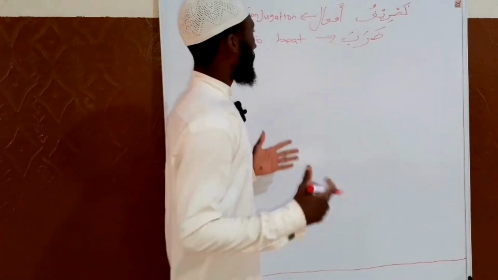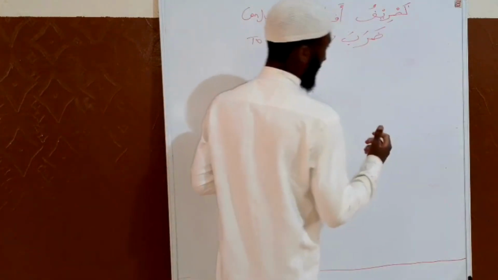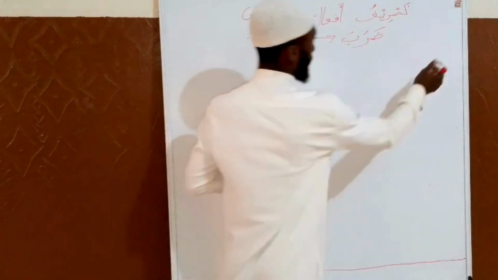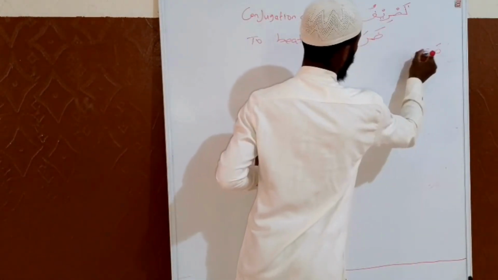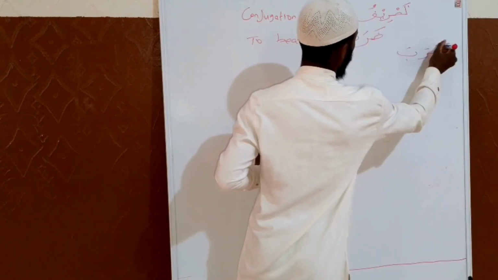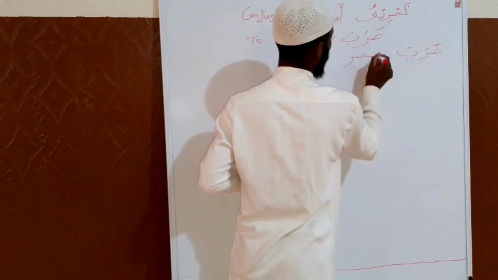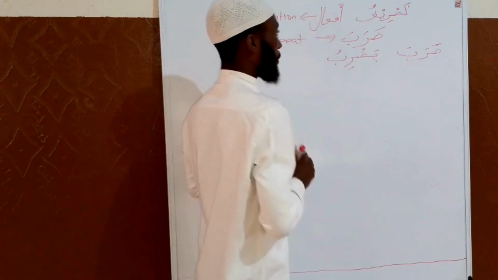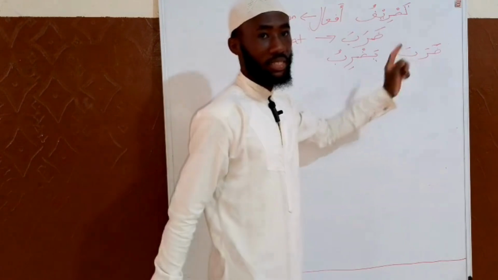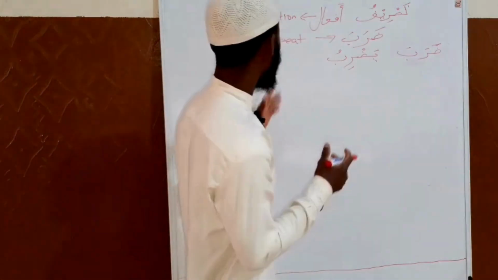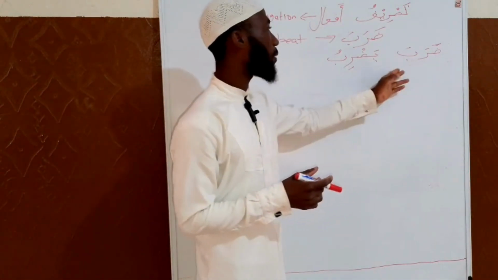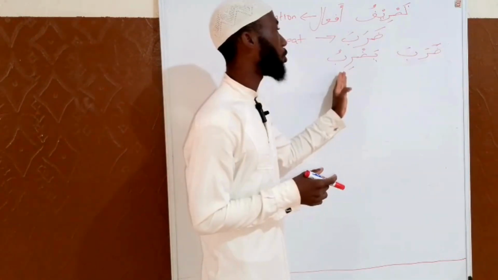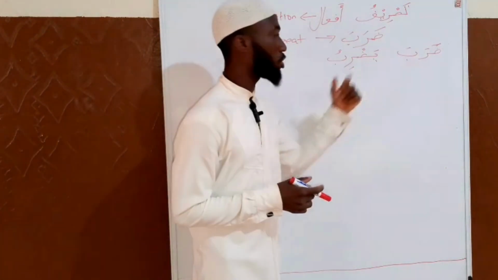Then the fi'l mudari is going to be, we have daraba, then we have yadribu. So from daraba, this is the past tense. Now the conjugation that occurs is that it transforms from what? From fi'l madi to fi'l mudari. Now let's use these two words to form an example.